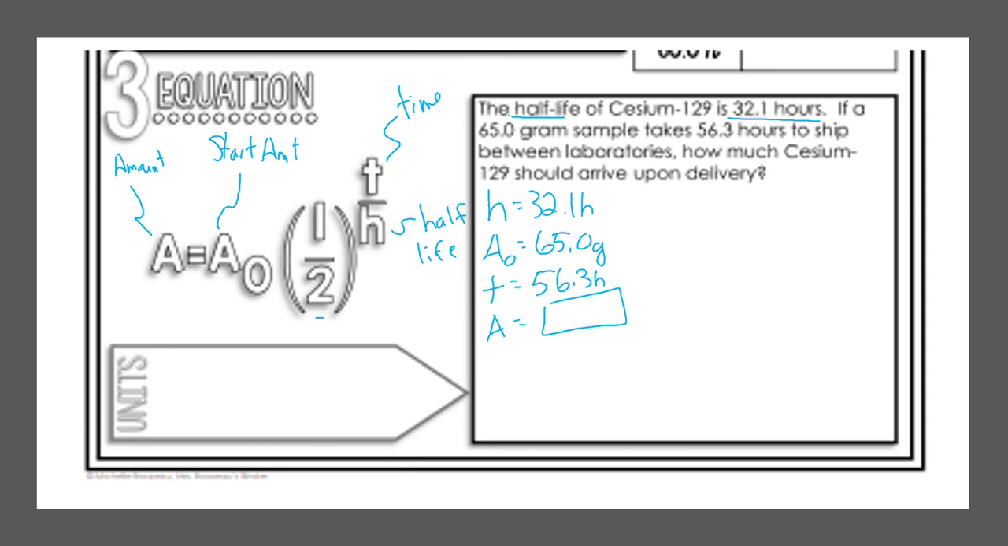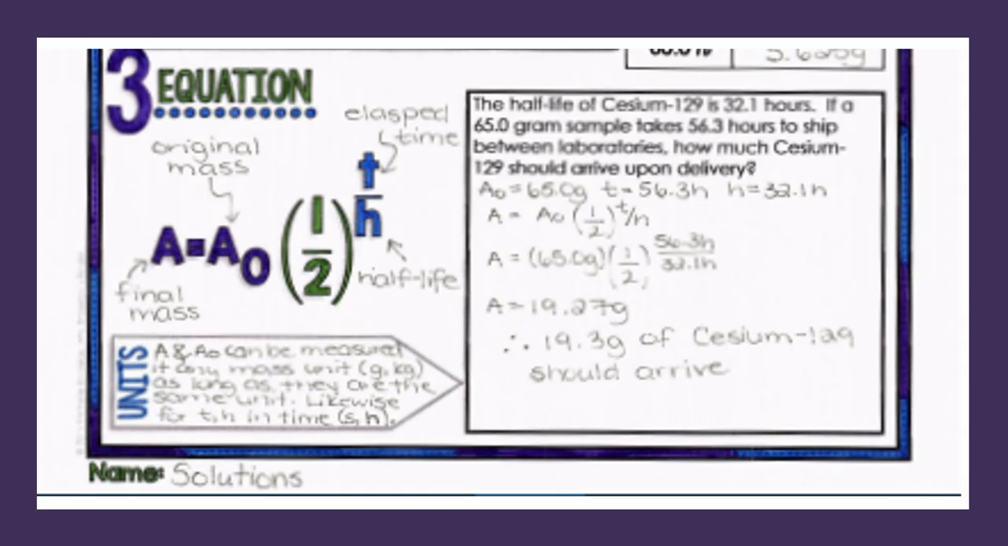So I just have to substitute the values into the equation, and I should get a value of 19.27, or approximately 19.3 grams. Since everything was to one decimal place, I figured I would do the same with that.